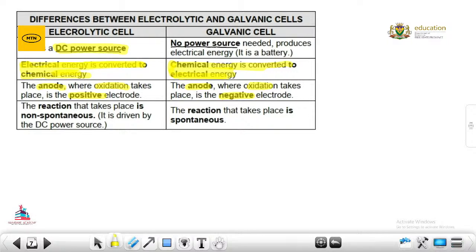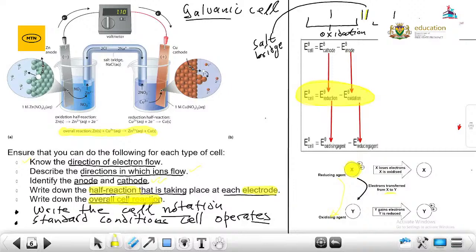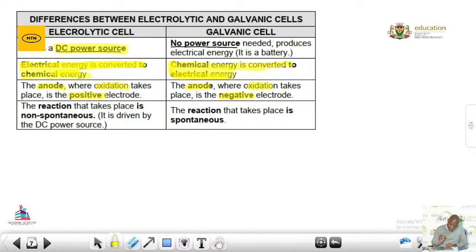Critical in a sense that when you draw, perhaps if the question wants you to draw, of which I doubt it will be one of the questions, it is important that even if you look into the cell, you just identify which one is positive and which one is negative, then everything else comes back to this. If you have identified your anode, then you know where oxidation is taking place, then you know your reducing agent.